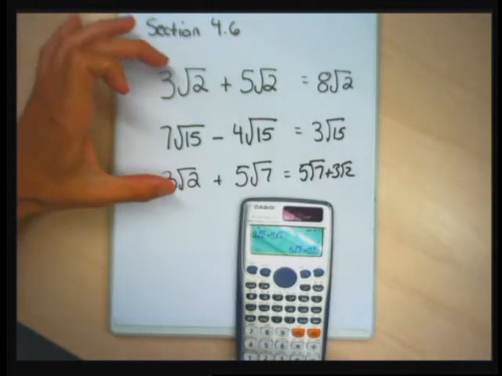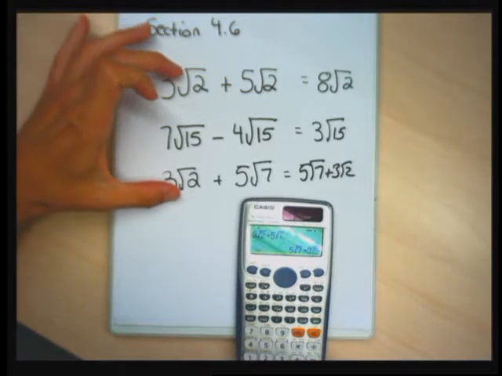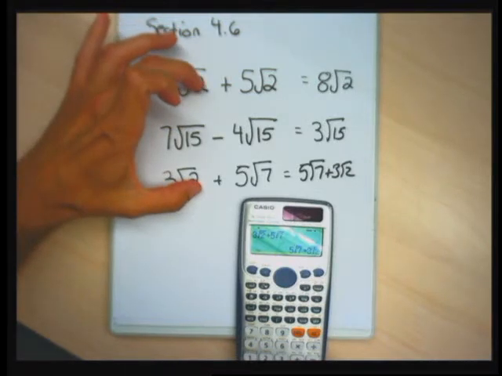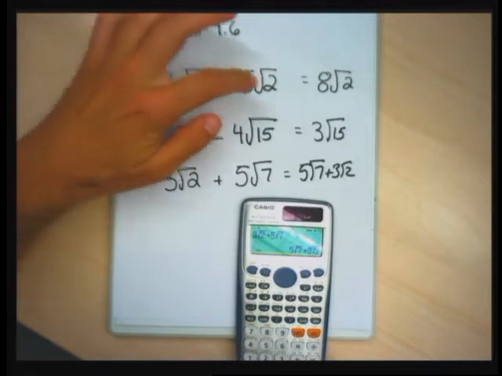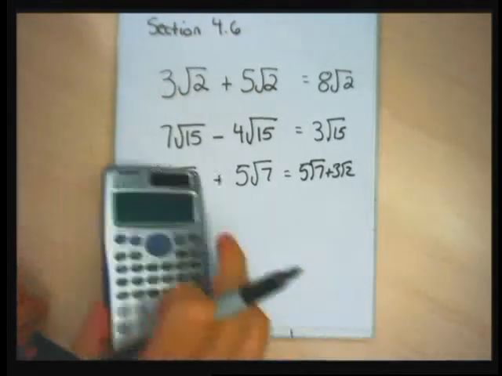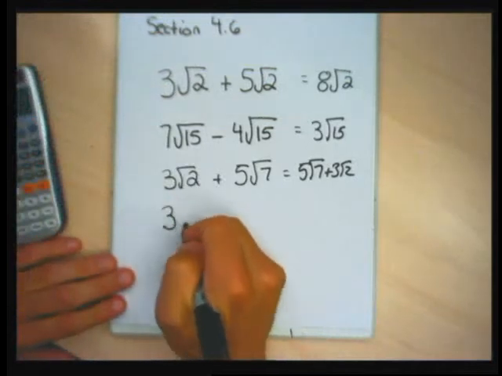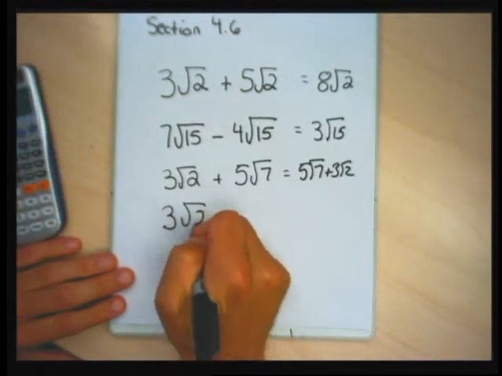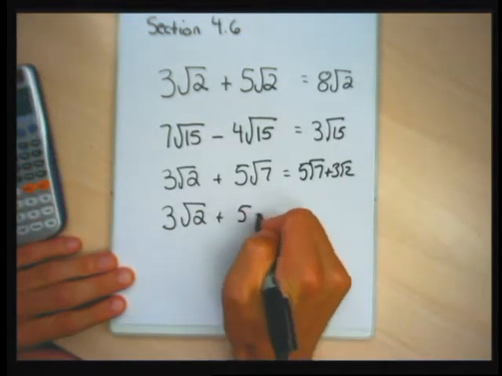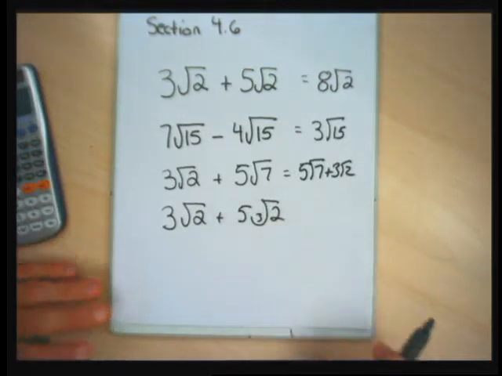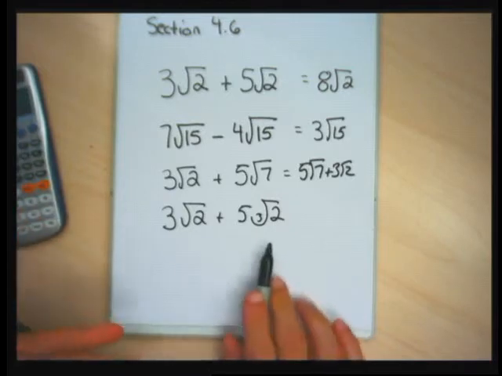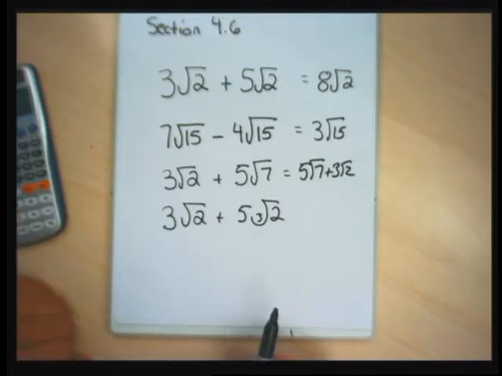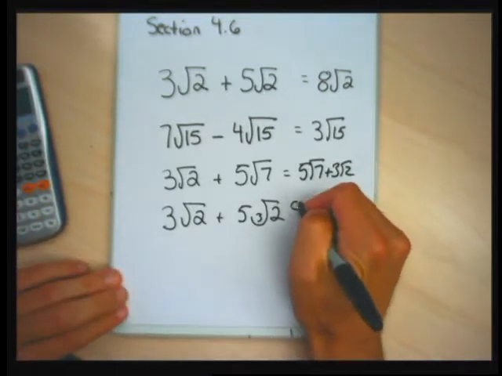In order to add or subtract with radicals, you have to have exactly the same radicands, and even more specific, you can't add a square root to a cube root. So if I was given a problem like 3 times the square root of 2 plus 5 times the cube root of 2, my calculator couldn't show me that you can't do this because it just doesn't know how to work with cube roots other than turning them into decimals. But these also can't be added.